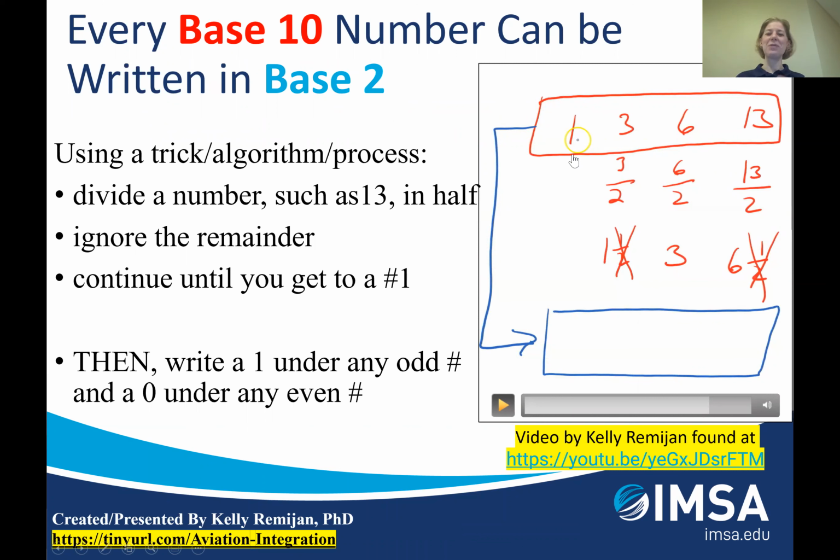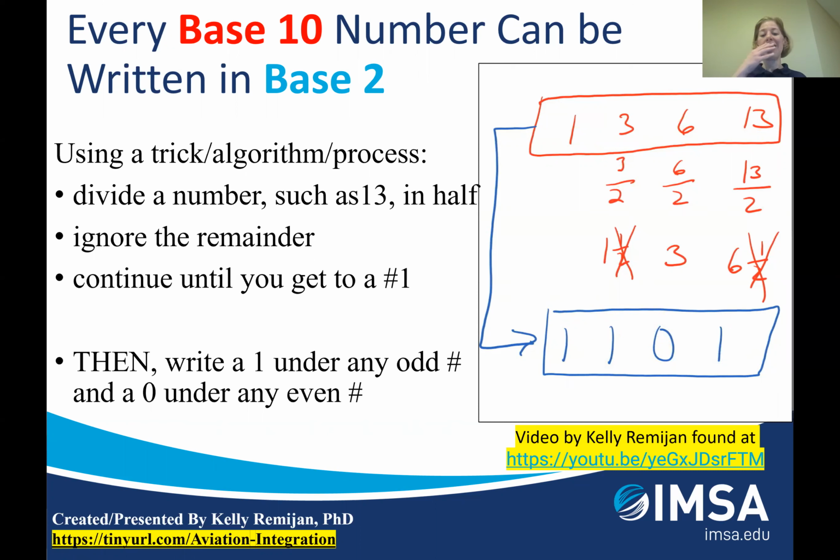And so being able to expose students to even and odd numbers and converting numbers from the decimal system, base 10, into binary. Again, under any odd number, we're going to put a 1, and under any even number, we're going to put a 0. And so a base 10 number of 13 is actually 1101 in binary math.